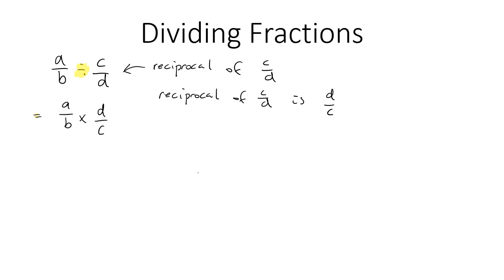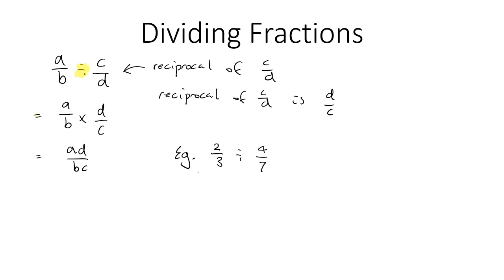And as we learned in our previous video, we just times it horizontally, so it's AD over BC. Good. So that's all you need to know for dividing fractions. Now let's try a few examples. Example 1. Let's say we have 2 over 3 divided by 4 over 7. We times 2 over 3 by the reciprocal of 4 over 7.